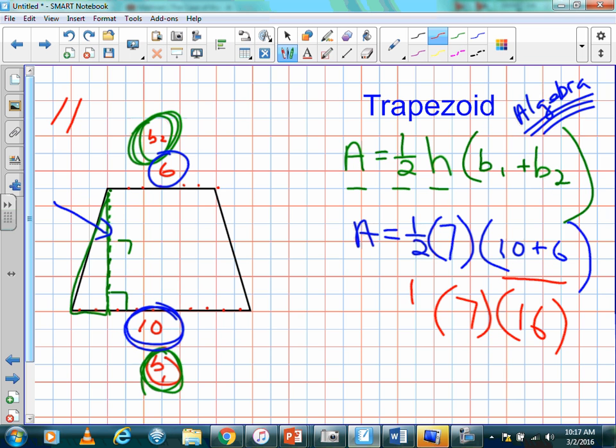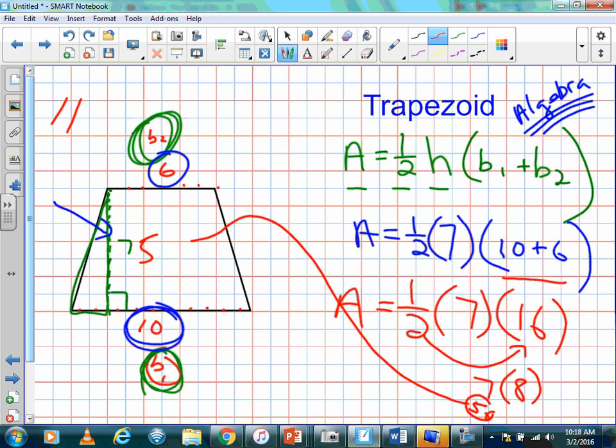I'm not going to take 1/2 of 7, even though I know what 1/2 of 7 is. Why don't we just take 1/2 of 16, which is 8, and now all we have is 8 times 7, which would be? 56. Right, 56. I don't have a lot of room to write it, but there are 56 squares in this trapezoid, okay?